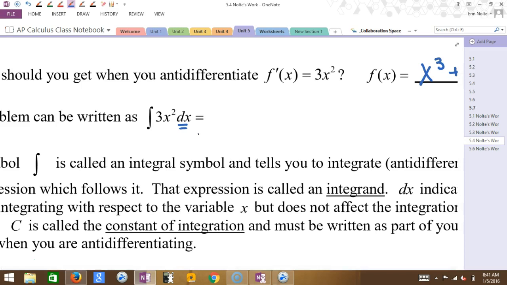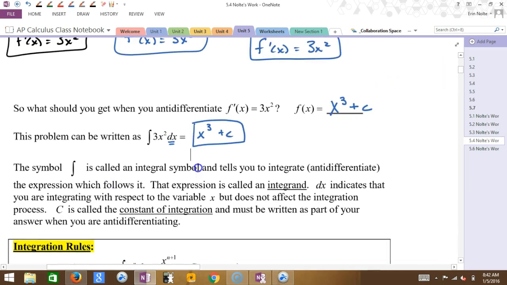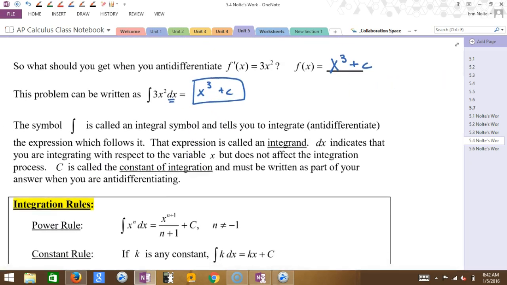It's like saying my original function was f of x. Okay, so in integral notation, they say, well, now I have a function that is in terms of x by labeling it at the end of the piece. Okay, so that dx is just notation. Okay, so what is the integral of 3x squared? X cubed plus c. Yep, exactly the same thing. So the antiderivative is the same as the integral.